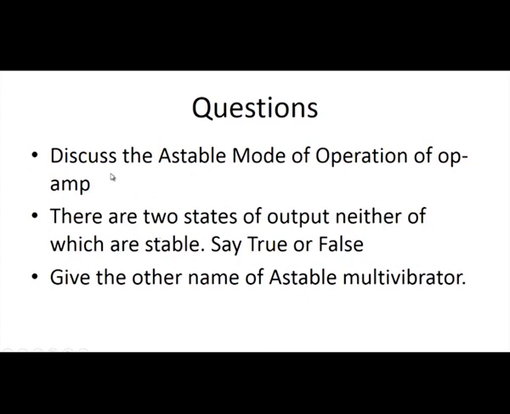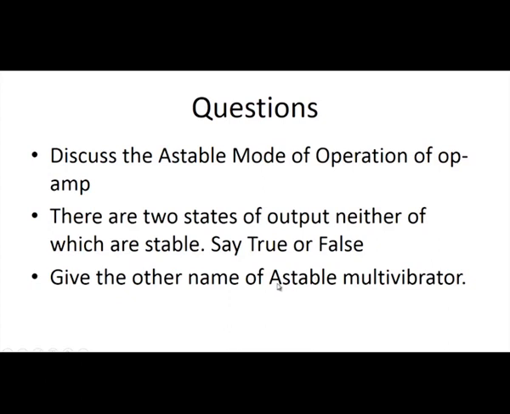So in this session we have discussed the astable mode of operation of the multivibrator and the derivation of the output waveform, the frequency of the output waveform, and we have designed an astable multivibrator also. So from this, answer these questions. Discuss the astable mode of operation of the multivibrator circuit, and there are two states of output, neither of which are stable. Whether this is true or not? Give the other name of the astable multivibrator. I have given it as a free running oscillator, since there is no external input signal given to the circuit.